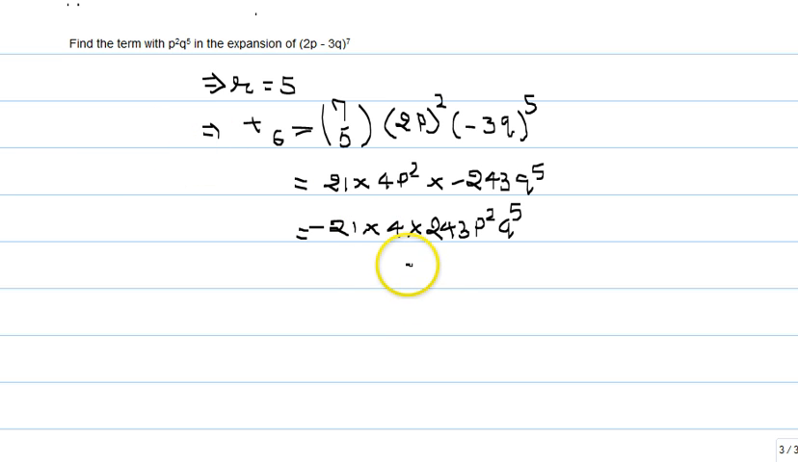Here the term was asked. In some of the questions they ask for coefficients. So the coefficient of p square and q raised to the power 5 will be everything other than p square and q raised to the power 5. So the answer will be minus 21 times 4 times 243. The result will be my answer. So this is how we solve these types of questions using the general term of binomial theorem.